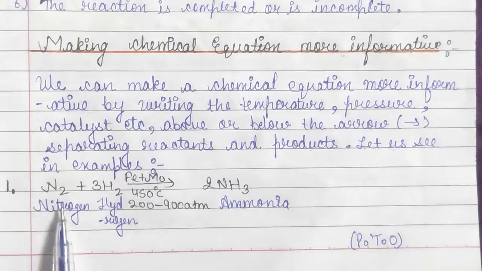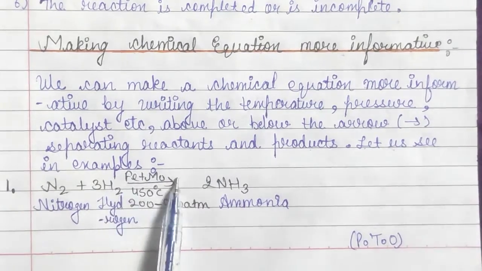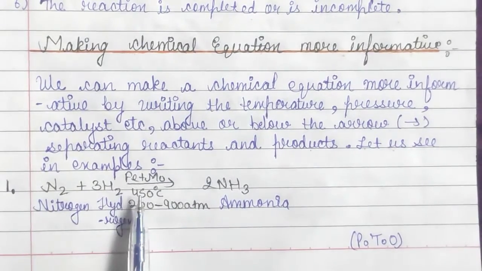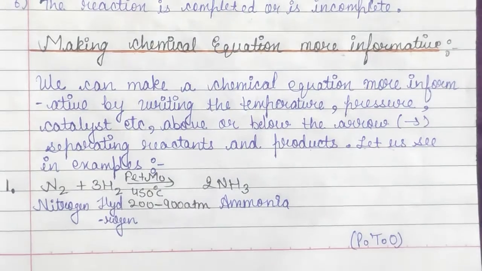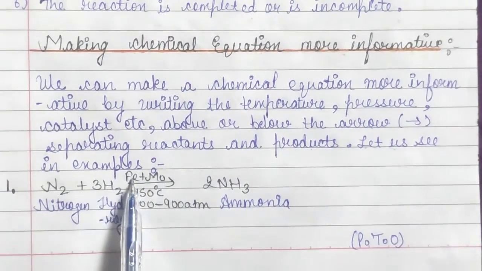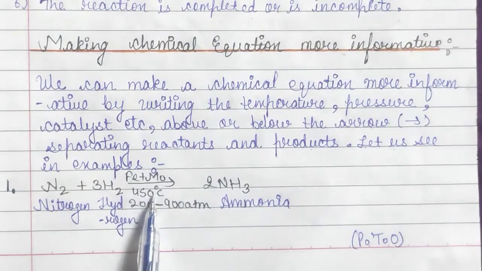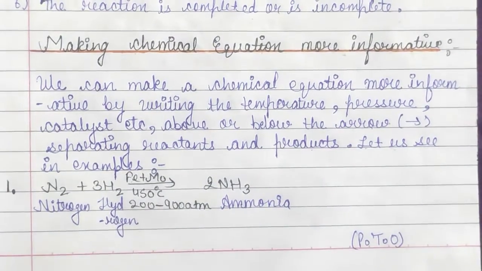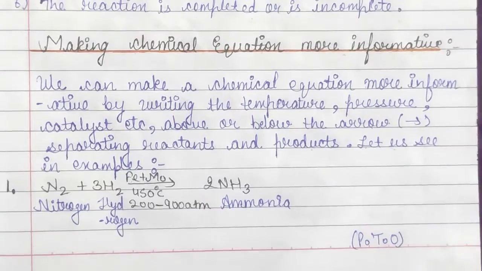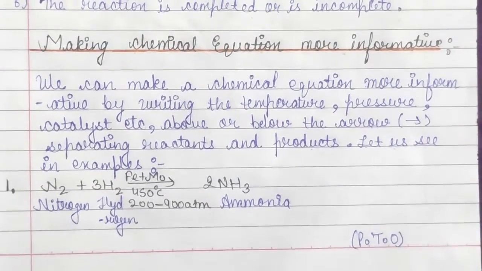So example 1 is N2 plus 3H2 in the presence of Fe plus Mo, at 450 degrees Celsius, gives 2NH3. So students, here Fe is a catalyst, Mo is a promoter, the temperature required is 450 degrees Celsius and pressure is 200 to 900 atmosphere.